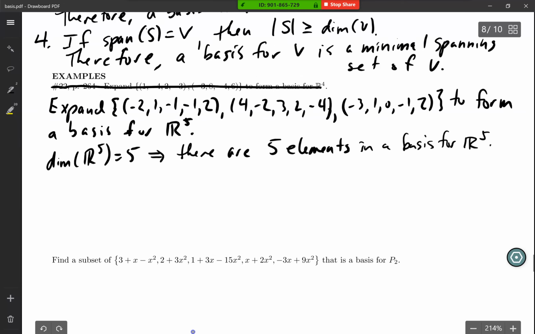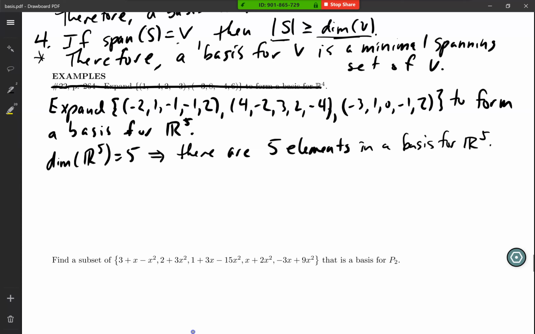So that's property number 4, which I just wrote up at the top of the screen. It says that if we have a spanning set, then it has to have at least as many vectors as the dimension of the vector space. This one only has 3 elements in it, so it can't span. We want to add 2 more vectors to this set and end up with a basis for R5.